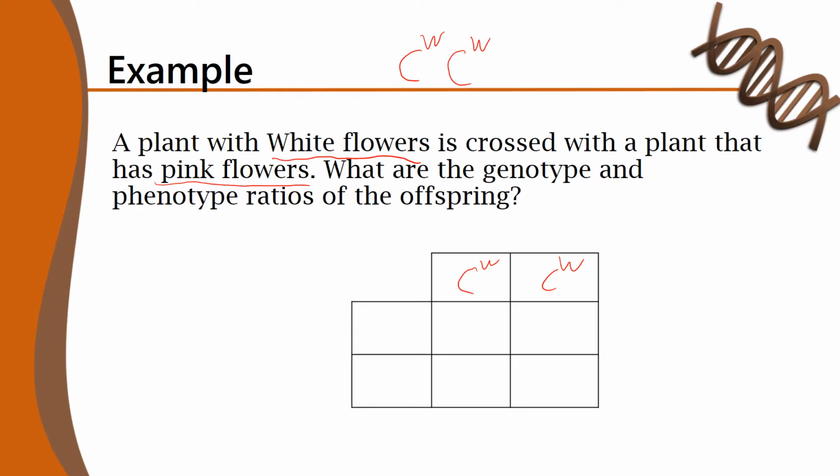Now the pink flowers, that's a heterozygous. So I still have my C's, but now in a pink flower, we have the red allele and the W allele. So we write that in. Now we can build our Punnett square.